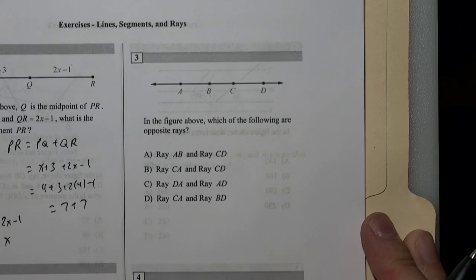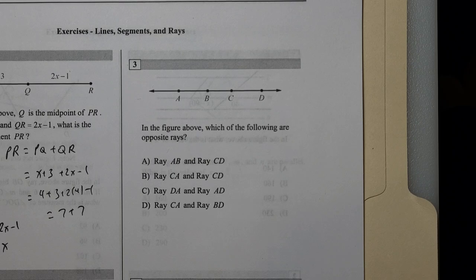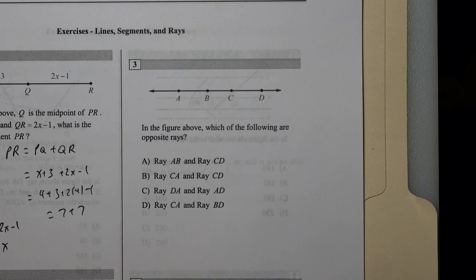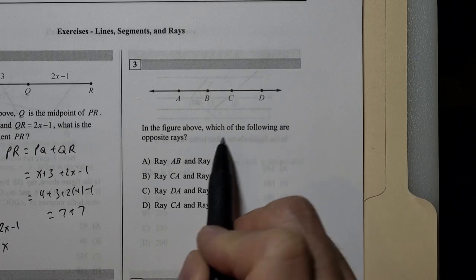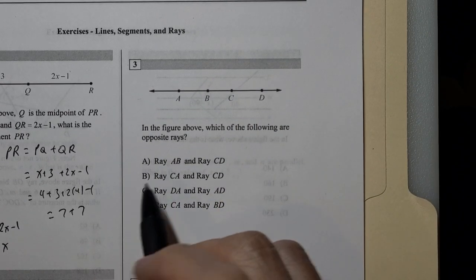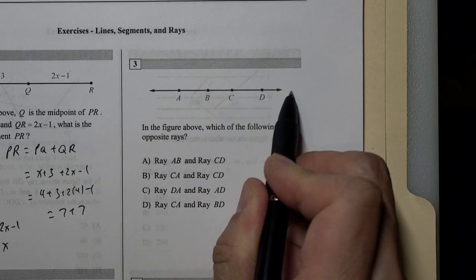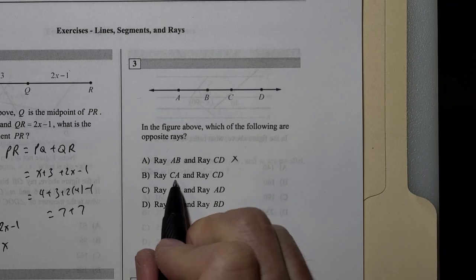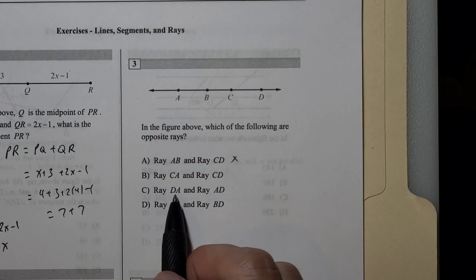In the figure above, which of the following are opposite rays? Okay, so here's the trick. Remember I said earlier, rays, the way you notate it, or way you name it, matters. The direction matters. So ray AB, you start from A, you go in the B direction, okay? Opposite rays, by the way, they point in opposite directions. Ray CD points in the same direction, right? AB pointed this way, CD pointed this way. CA points this way, CD points that way. That seems good. Let's keep that.